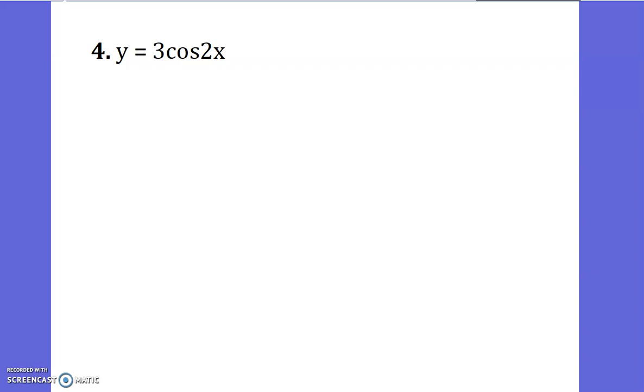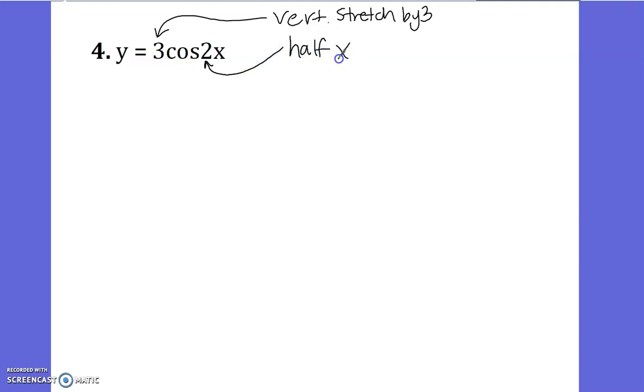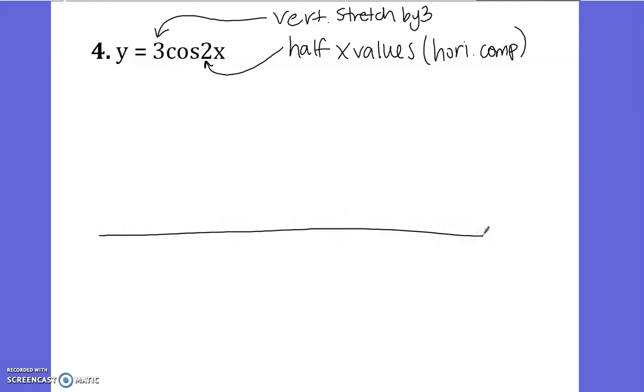So we are going to take the cosine parent function, and we are going to vertically stretch it by 3. Remember, whatever we do to the x is the opposite of what we think, so we are halving the x values, which is a horizontal compression. Okay, so we're taking the cosine graph. So here we're not shifting any, so let's do this the same way we did the last one, where we take each data point and look at what's happening.